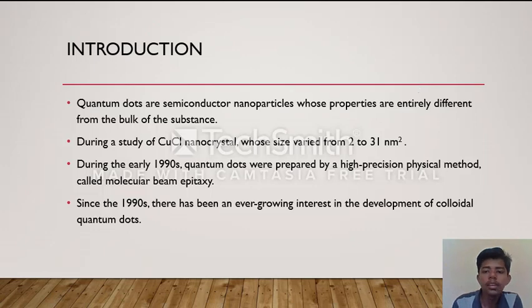During the early 1990s, quantum dots were prepared by a high-precision physical method called molecular beam epitaxy. This process involves depositing a thin layer of semiconductor material on an atomically smooth substrate. There will be spontaneous breakdown of the layer, forming rectangular pyramid-shaped quantum dots on the substrate when the thickness of the layer reaches a certain critical value. In this method, there was high complexity as well as expense.